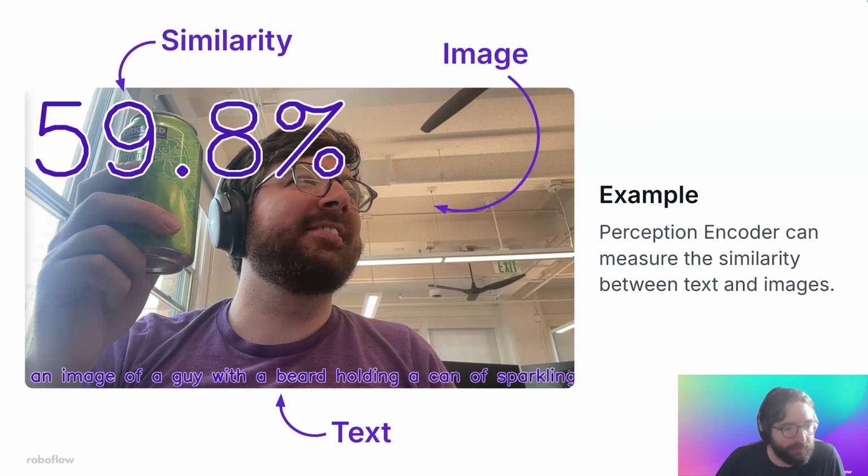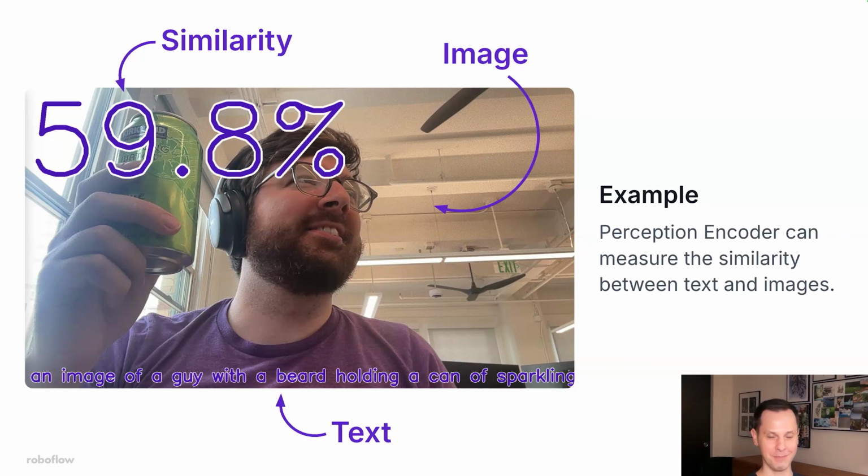This demo I built shows running PE base. The caption at the bottom is a predefined caption that I wrote, which is an image of a guy with a beard, or a guy with a beard holding a can of sparkling water. We embed that text and embed the image in real time, looping over the image, and see how similar that image is to that text embedding. The cool thing you can see here is that the model understands this text, and the more the image conforms to that text, the higher the similarity is. You can imagine using this in a lot of ways to detect when whatever image you're looking at is similar to whatever description you're looking for.